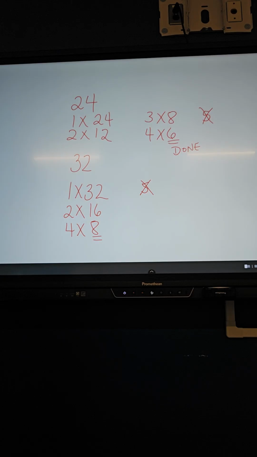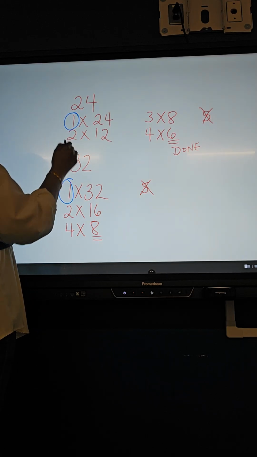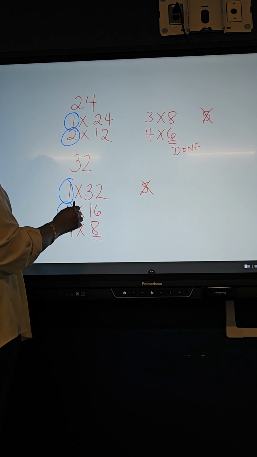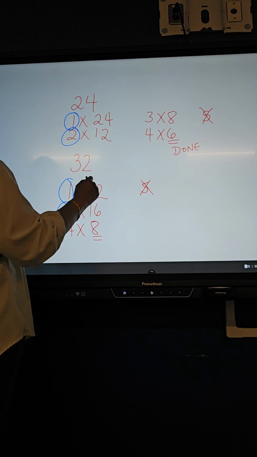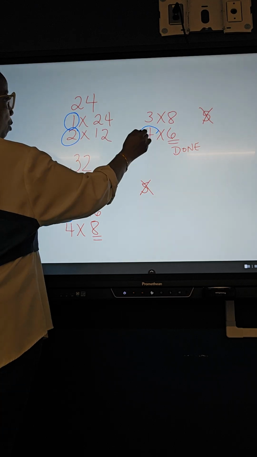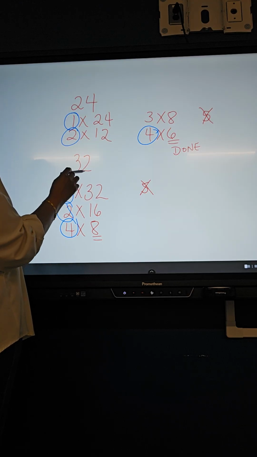for 24 and 32. What are common? 1 and 1. 2, yes. What about 3? No. What about 4? Yes. 4 here, 4 here. We know 5 is a no. What about 6?